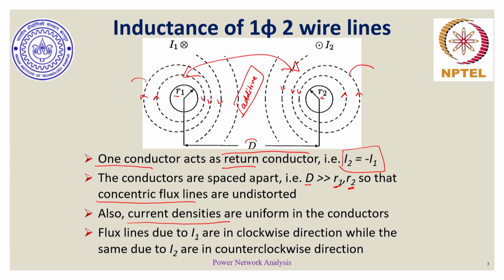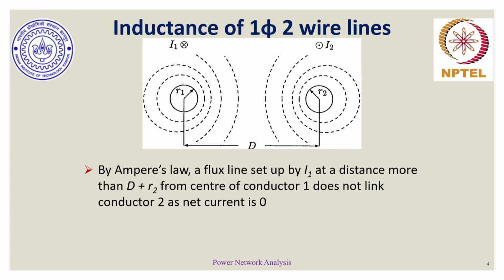By Ampere's law, if we draw a surface at a distance of d plus r2 from the center of conductor 1, whose radius is r1. Basically, if I draw a surface, let me mark the distance of that surface. This distance is given as d, center to center, and this additional distance is r2.